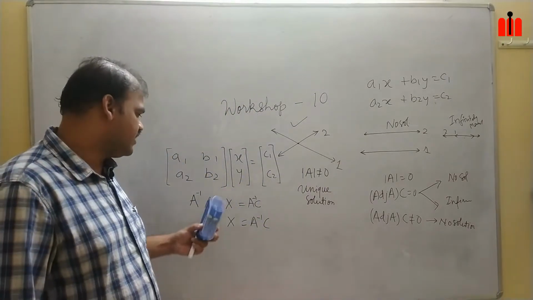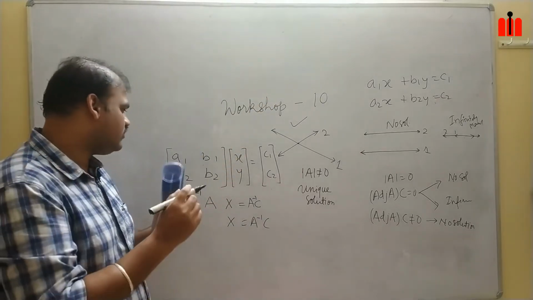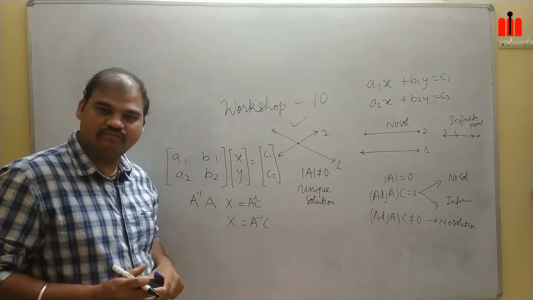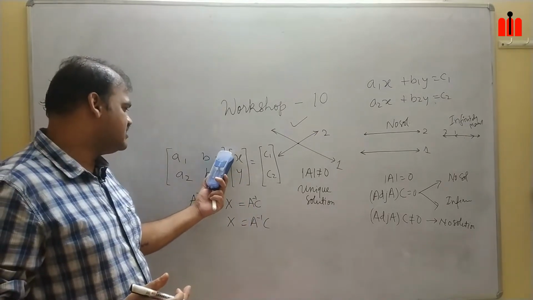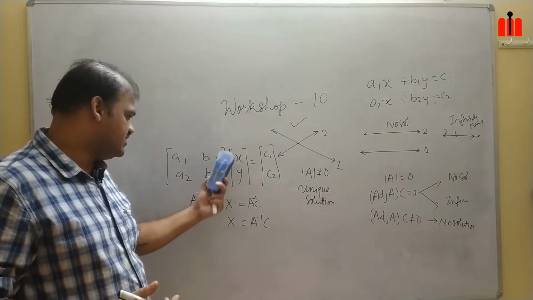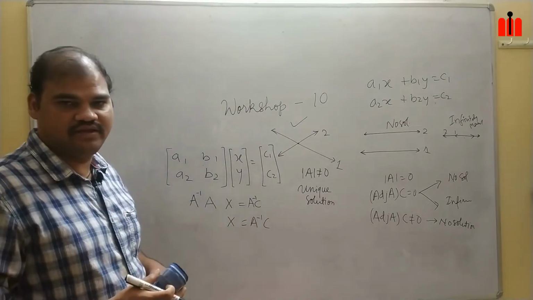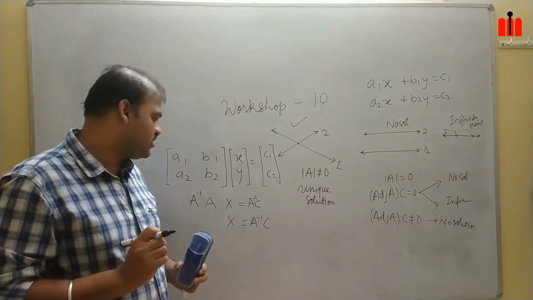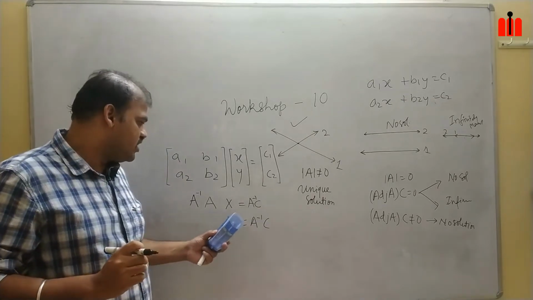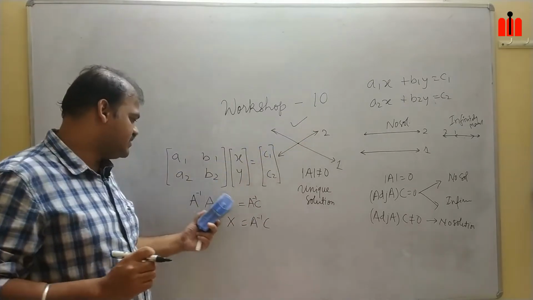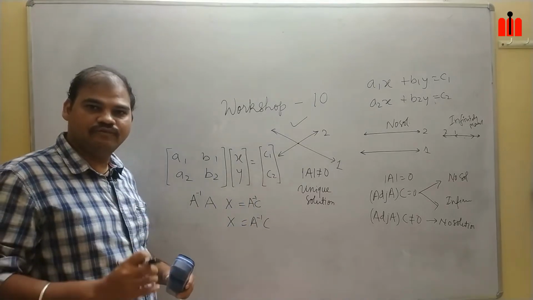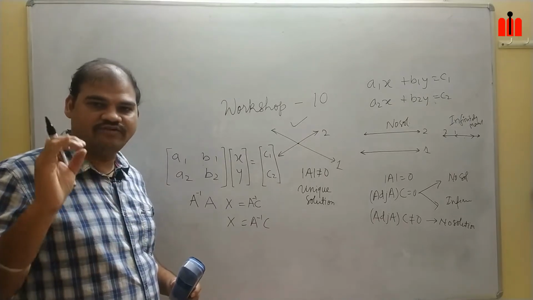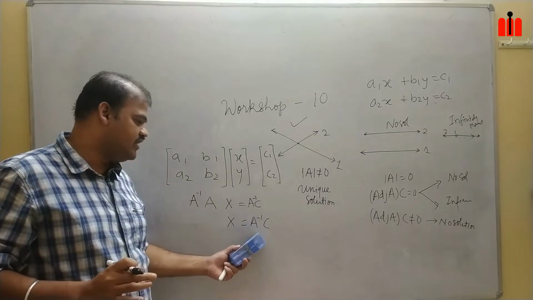Are you getting it? So I will repeat again. Two linear equations can be represented in this form. If there are three, then there will be A1, B1, C1, A2, B2, C2, A3, B3, C3, X, Y, Z. If there are three variables, then three equations are required. So the coefficient matrix is represented by A. Whether it will be a unique, no solution, or infinitely many solutions will depend on A inverse.